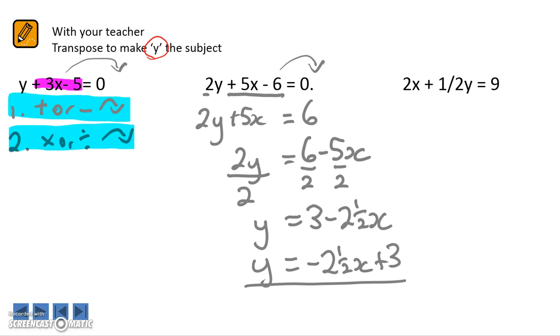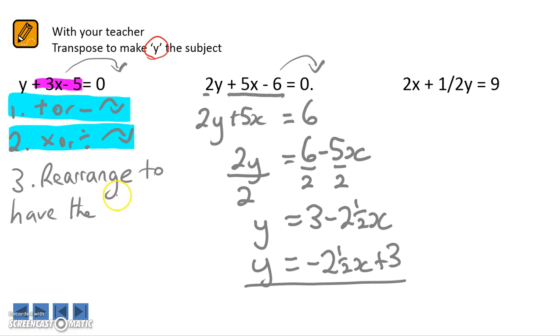And then the third step is rearrange, if required, to have the letter term first. So in this case our letter term is an x, okay, but that could be a b or a y or a z or any other letter.